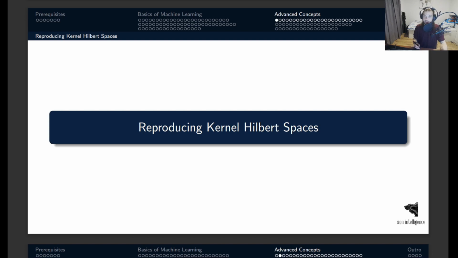Next time, we will dive into the more advanced concepts of this module, and we will start with the reproducing kernel Hilbert spaces.